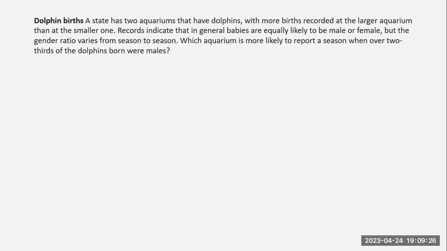This is asking which aquarium is more likely to report a season when over 2/3 of the dolphins born were males. In other words, large versus small, which one's more likely to give us a weird looking sample that's further away from that 50%? Yes, why? Because it flat out says that there are fewer births than at the larger aquarium, so it's less likely to actually follow. But what? So it is smaller, but why does that matter?